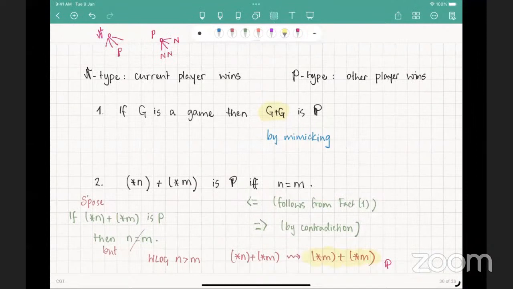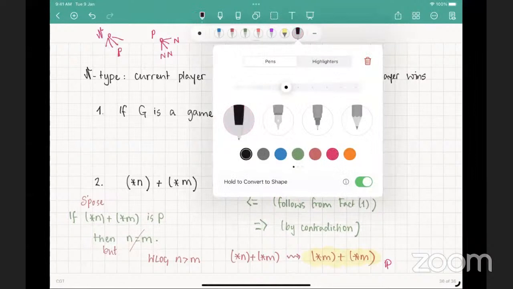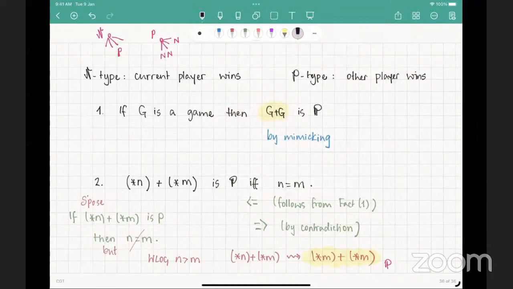Right? So in this situation, we are able to discover a P child, which means that the current state is in fact an N. You don't have to actually phrase it as a proof by contradiction like I just did. It's really a simple direct proof. If n and m are different, then there is a P child. If n and m are the same, then the other player has a strategy by mimicking. So that's really all that there is to it.